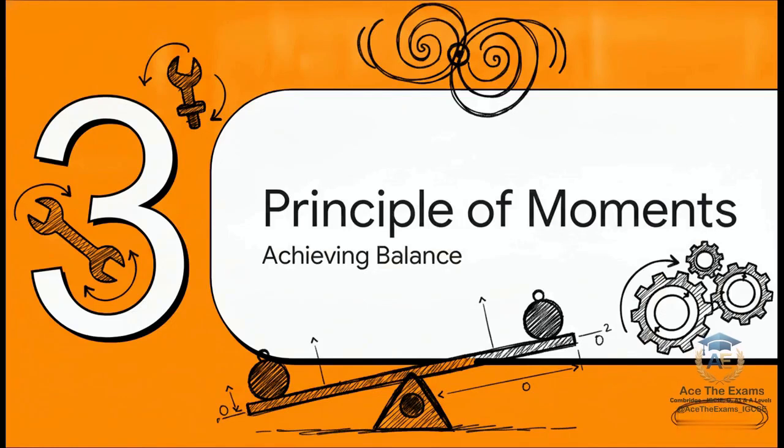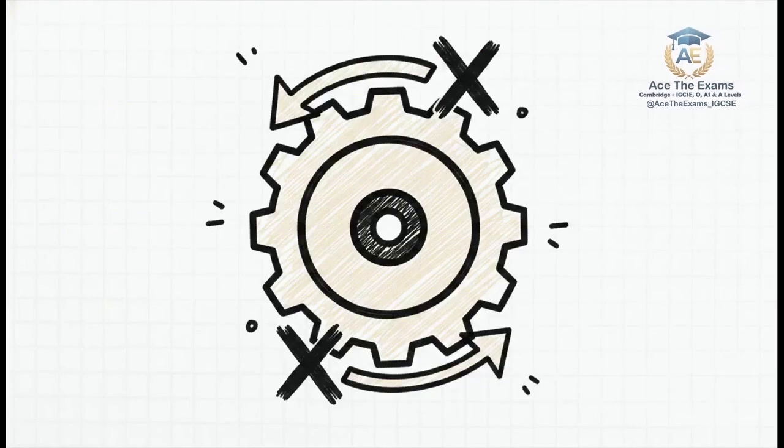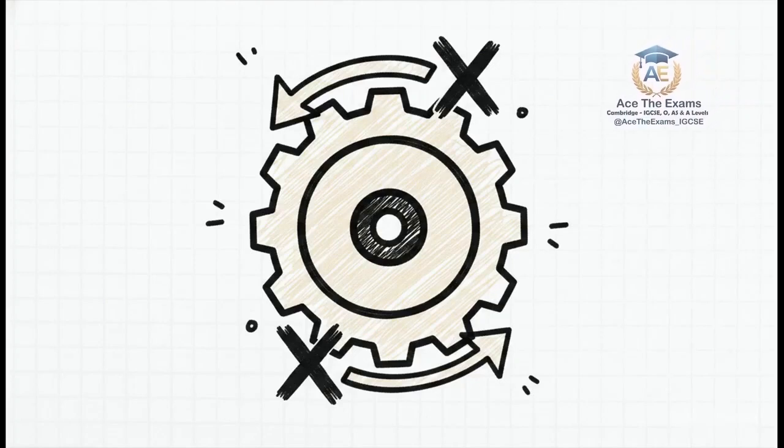Section 3, the principle of moments. Now that we know how to start a rotation, how do we stop it and achieve perfect balance? Let's watch the transformation happen live. An object is in a state of rotational equilibrium when the twisting forces cancel each other out entirely.